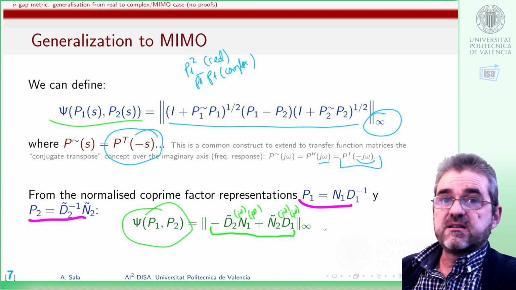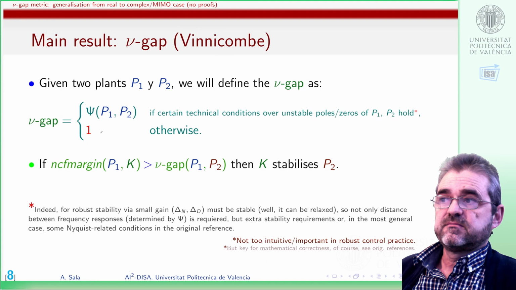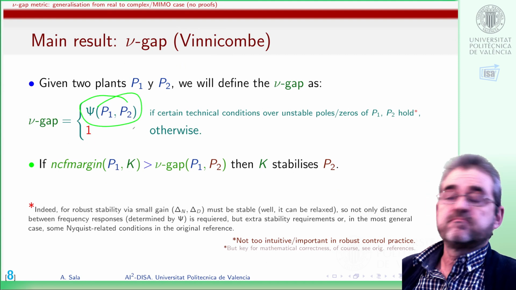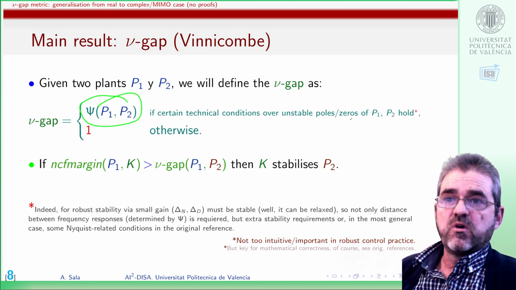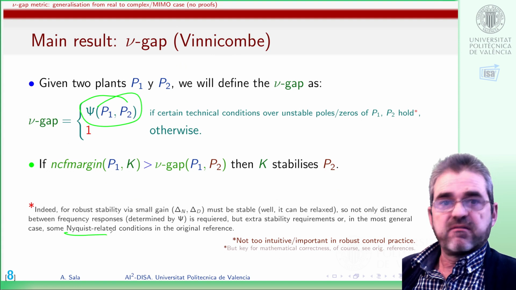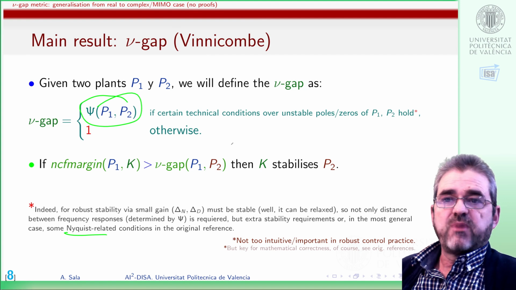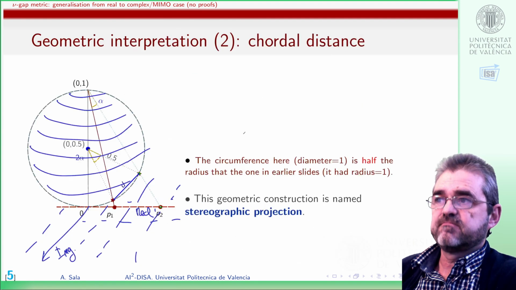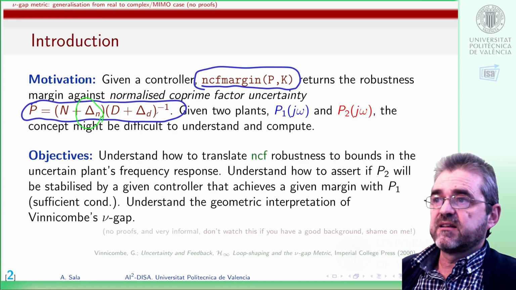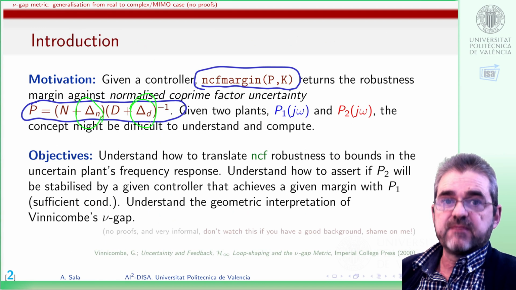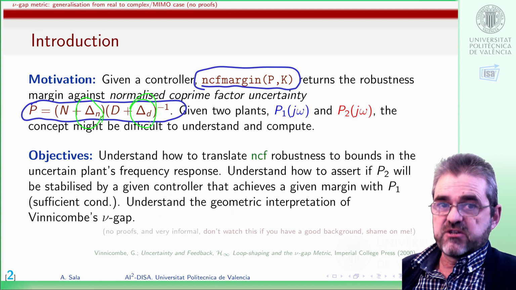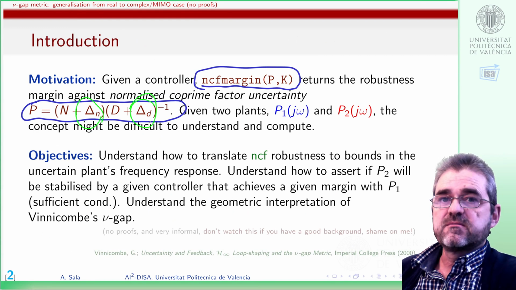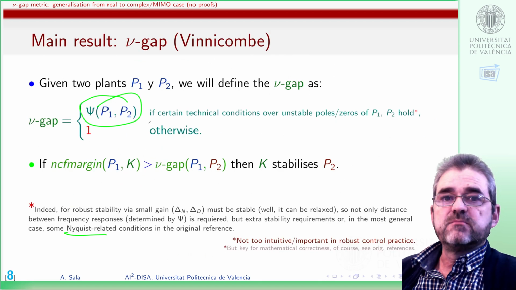At the end, this psi allows us to define the nu gap as this psi if some technical conditions hold over Nyquist diagram winding numbers related to unstable poles and zeros of P1, P2, etc. These conditions arise from the need of delta n or delta d to be stable to apply a small gain, or some relaxations of that small gain condition based on Nyquist. But okay, read Vinnicombe's book for details.